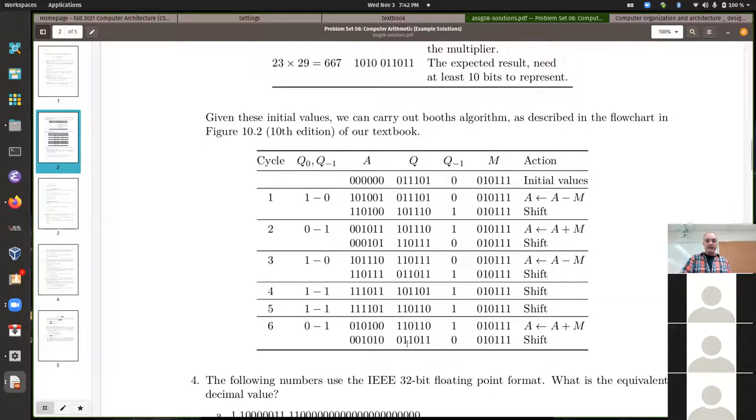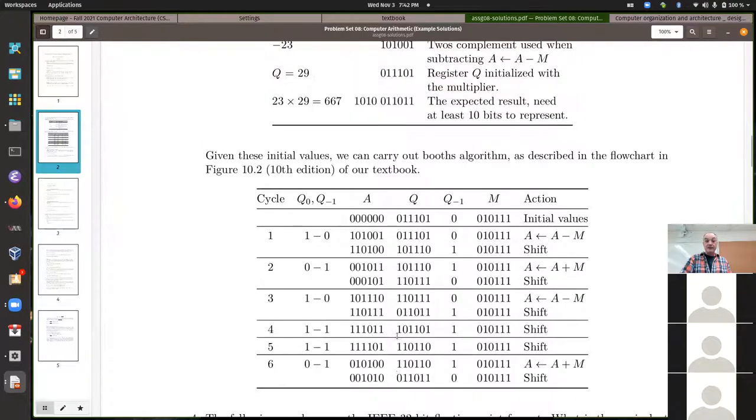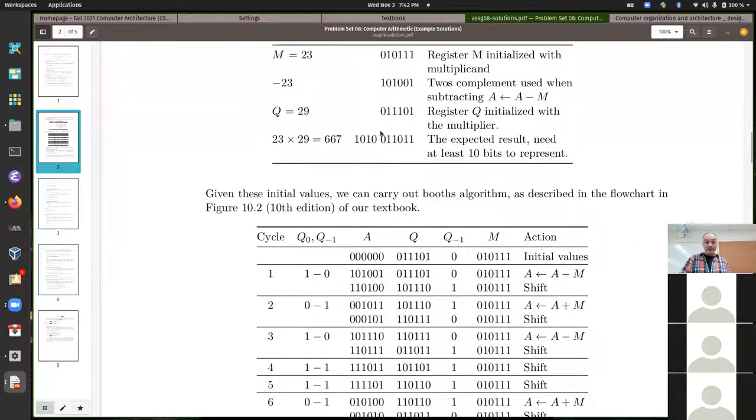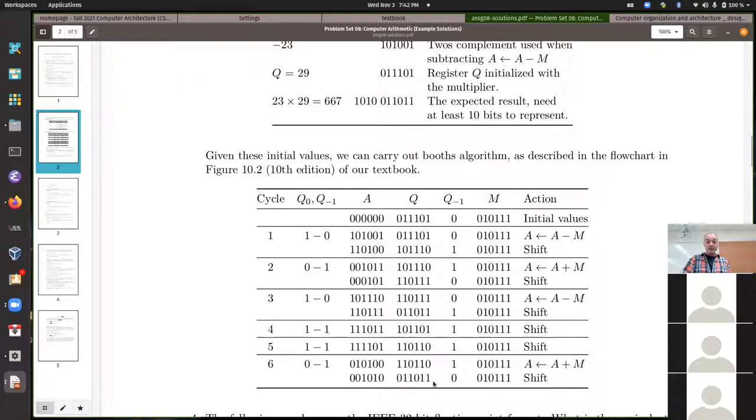And as I discussed in class last time, it's always a good idea to double check, right? So we were multiplying 23 times 29. If you do that by longhand, you get 667. And if you convert that out to bits, that's positive, so you'd actually want to represent that as 12 bits here, so you'd have two more zeros out here. But that should be the bit pattern you expect if you have a correct multiplication of 23 and 29, right? Which is what you should have gotten down here at the end of all these cycles here.